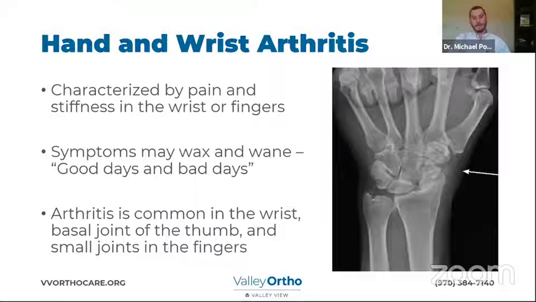Moving on to our third topic, which is hand and wrist arthritis. I think many people are familiar with the symptoms associated with arthritis. In this case, pain, stiffness, sometimes swelling, and sometimes, as arthritis gets more severe, even deformity of the fingers or the wrist. It's a disease that tends to wax and wane, so patients will talk about having good days and bad days. There are many small joints in the wrist and the fingers. It can affect many of them, but I'll talk about some of the more common places: in the wrist, in the joint at the base of the thumb, and some of the small joints in the fingers.